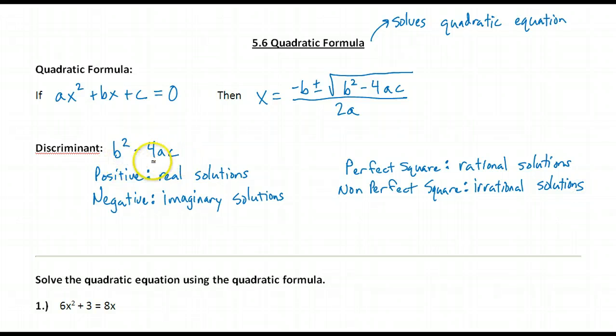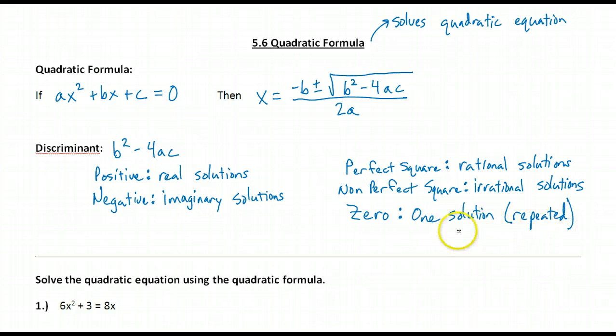And the last thing that the discriminant could be would be 0. If my discriminant is 0, then I'm going to take the square root of 0. And the square root of 0 is 0. So if I simplify the top, I'm going to have negative b plus 0 and negative b minus 0. Well, adding and subtracting 0 doesn't affect this b, so I end up with just negative b over 2a. I end up with one solution. But that one solution is what's known as a repeated solution. I still get two solutions, it's just the same solution twice.